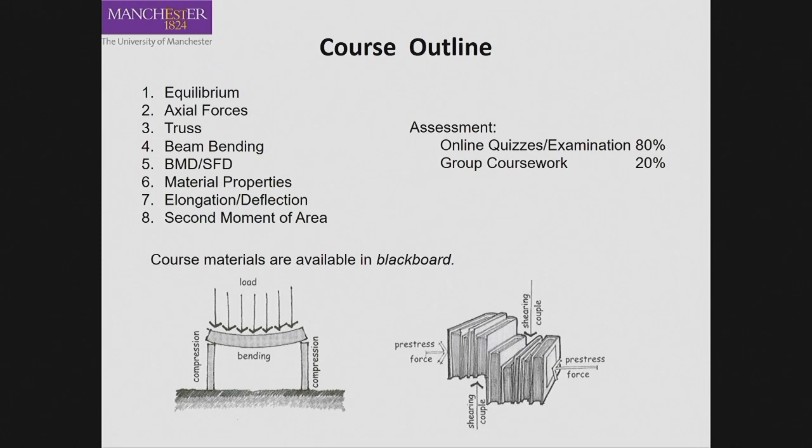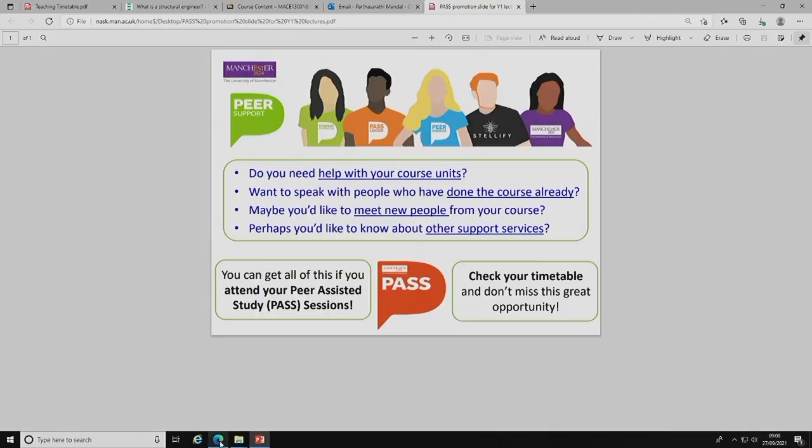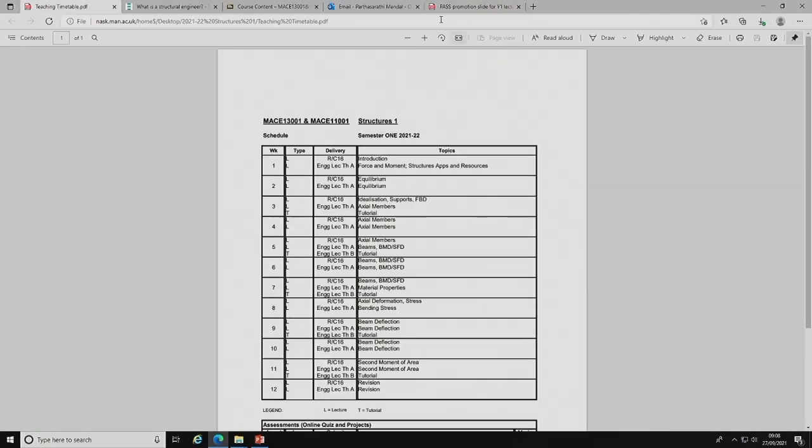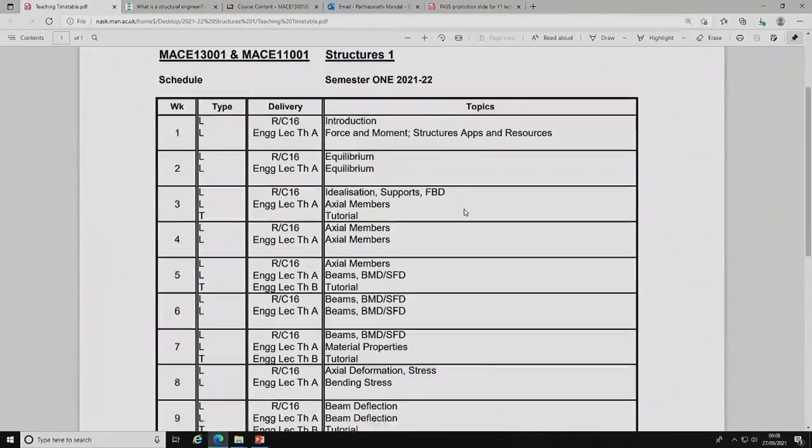In terms of assessment, you will have 80% through online quizzes and examinations, and then a group coursework for 20%. So maybe at this point, I'll pause and show that bit to you. This is broadly the timetable that we will go through.